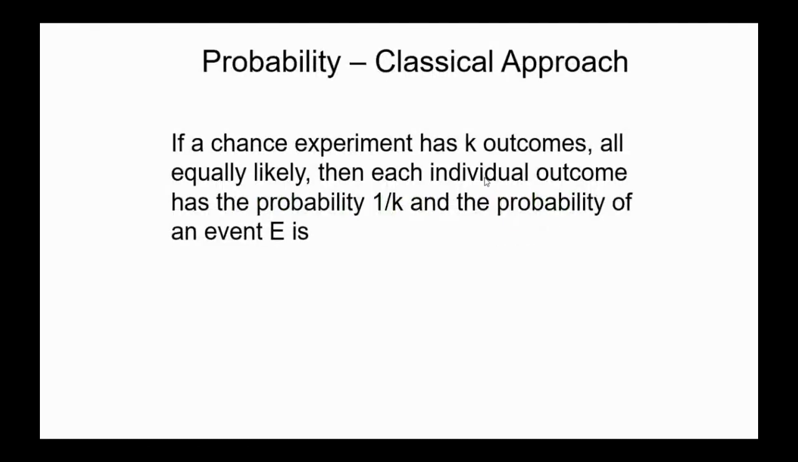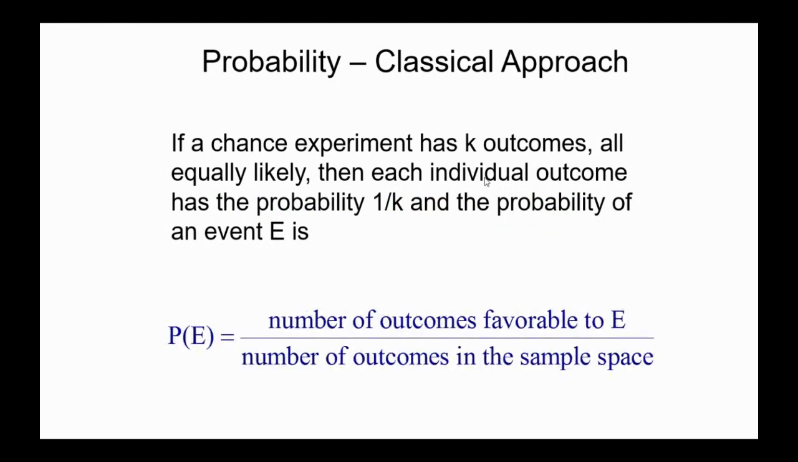So first is the classical approach, which could also be called the theoretical approach. In a chance experiment that has k outcomes, all of which are equally likely, each individual outcome has the probability of 1 over k. So that's like, again, flipping a coin. You flip a coin, how many outcomes are there? 2, heads or tails. So the probability of getting heads would be 1 over 2. That's all this is saying.